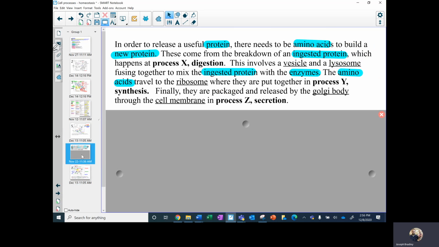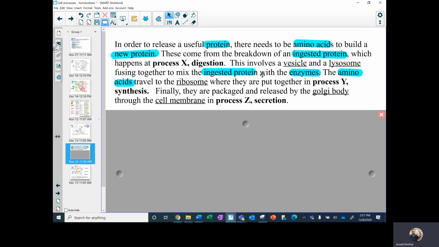So, in order to release a useful protein, there need to be amino acids to build new protein. These come from the breakdown of an ingested protein, which happens at process X, digestion. This involves a vesicle and a lysosome fusing together to mix ingested protein with enzymes. The amino acids travel to the ribosome, where they are put together in process Y, synthesis. Finally, they are packaged and released by the Golgi body through the cell membrane in process Z.